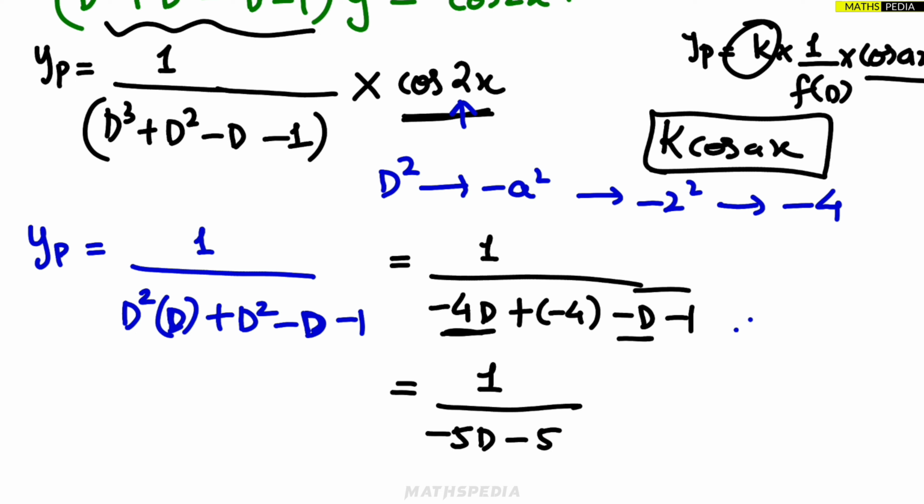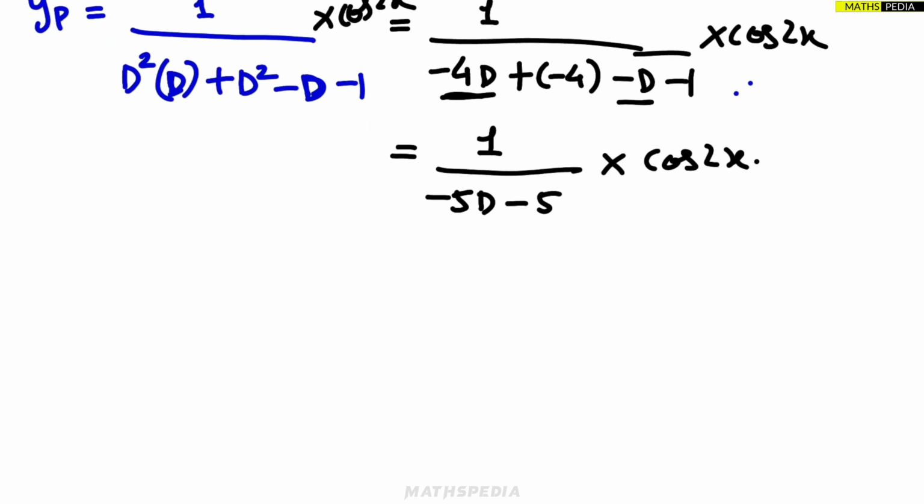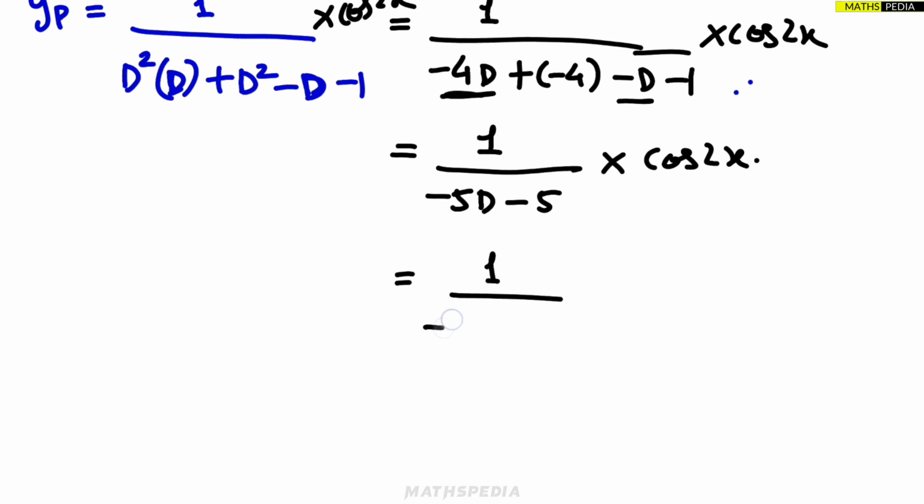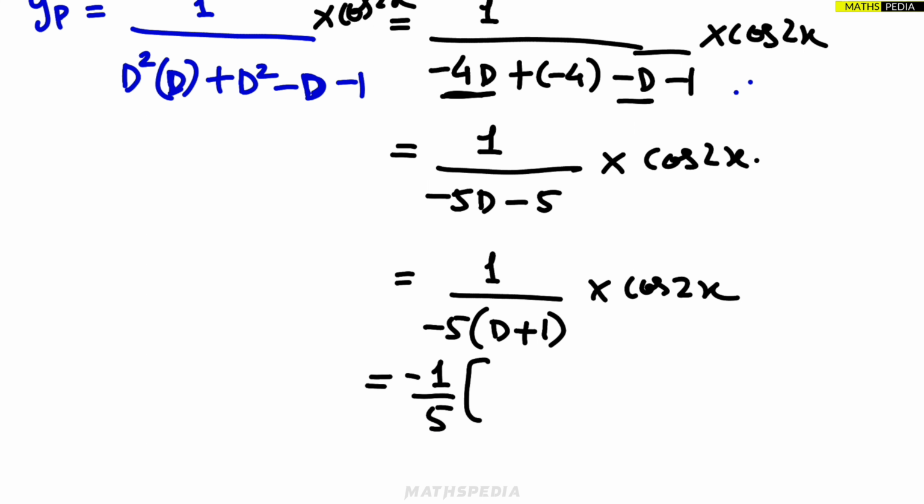Okay, this is fine. Into, okay, don't forget about this. Into cos 2x. Now, since we are getting denominator one more d value, we have to eliminate that. How to eliminate? See here carefully. This can be written as 1 divided by minus 5 common d plus 1, right? I can write d plus 1 into cos 2x. Or in other words, 1 by minus 1 by 5 into cos 2x divided by d plus 1.